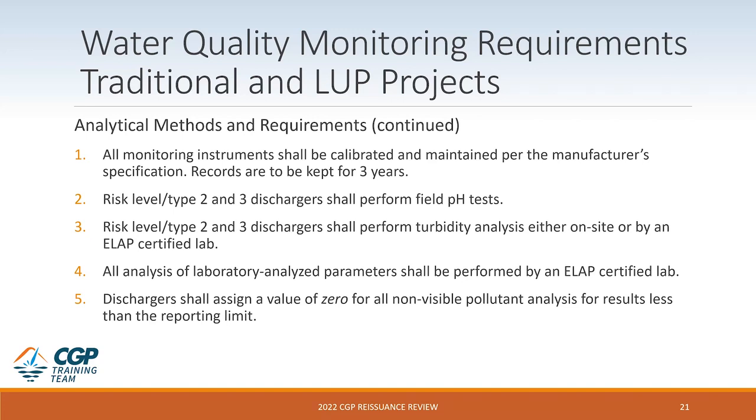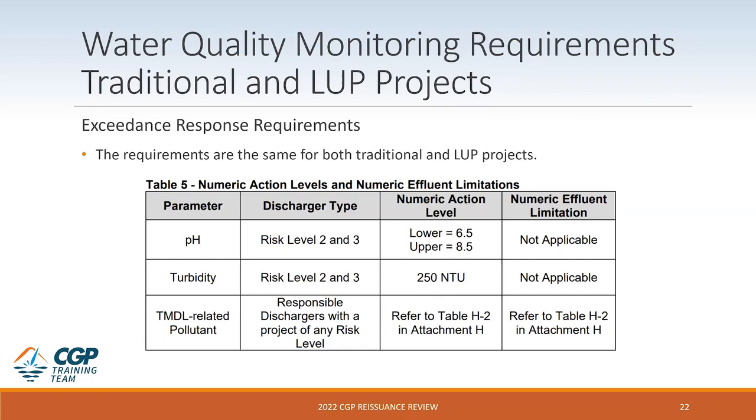Dischargers shall assign a value of 0 for all non-visible pollutant analysis for results less than the reporting limit. Now, the requirements are the same for both traditional and LUP projects for the exceedance response requirements. If the pH is not between 6.5 and 8.5, or the turbidity is over 250, that is a numeric action level exceedance, and it must be reported. And that is per sample, not a site average.